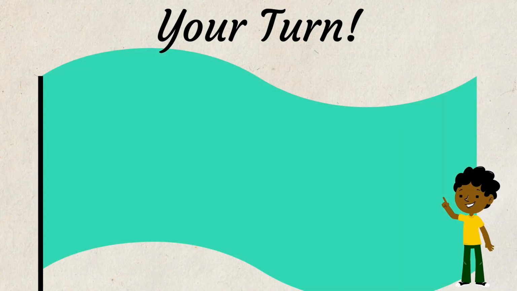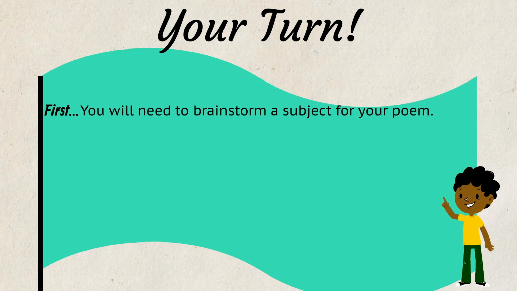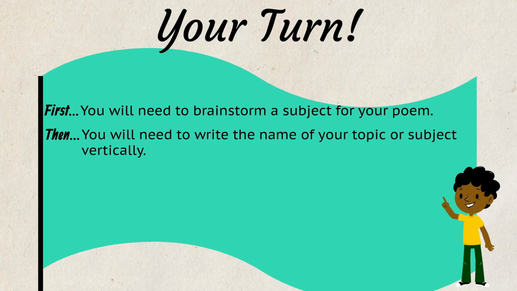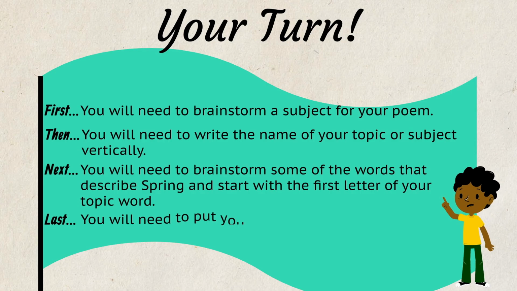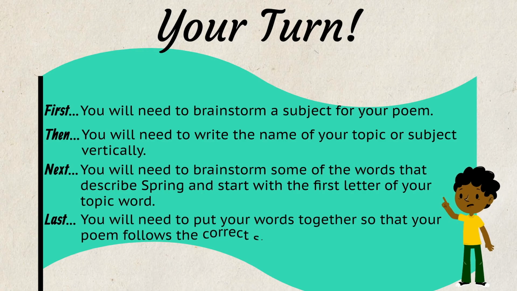Now, it's your turn. First, you will need to brainstorm a subject or theme for your poem. Then, you will need to write the name of your topic or subject vertically. Next, you will need to brainstorm some of the words that describe your subject and choose the words that start with the first letter of your topic word. You will need to choose whether you will write an acrostic poem that uses just words or sentences to describe your topic or subject. Last, you will need to put your words together so that your poem follows the correct structure of an acrostic poem.